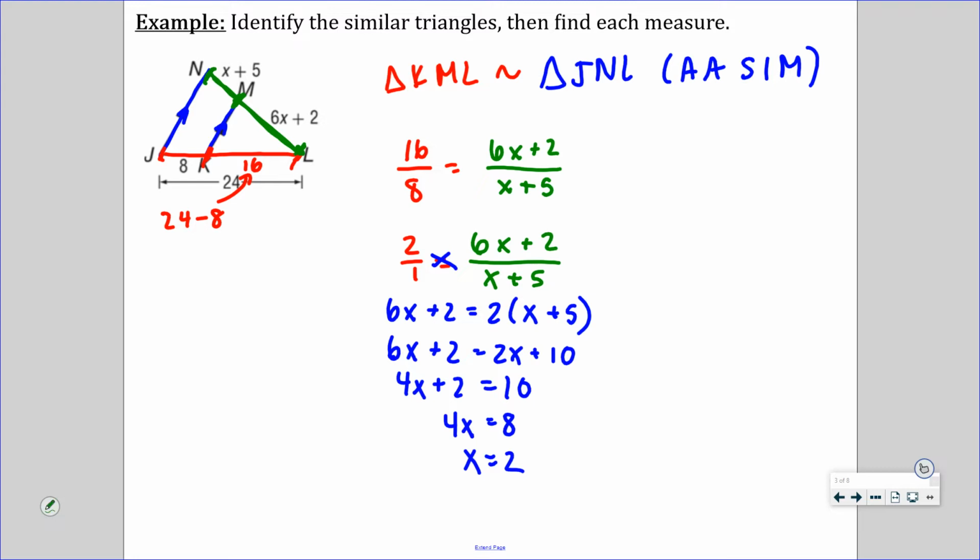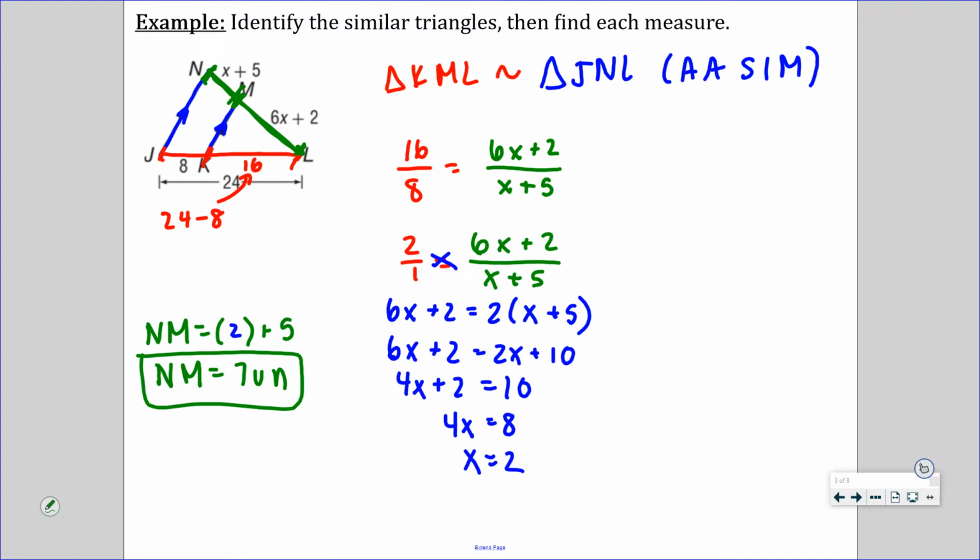All right, now if I'm looking back at the directions, it doesn't say find x. It says find each measure. So what they want me to find is the measure of NM, which now that we know x is 2, NM is going to be 7.